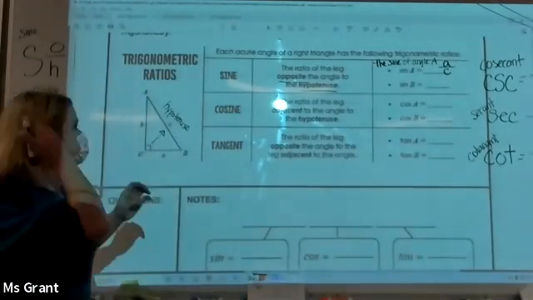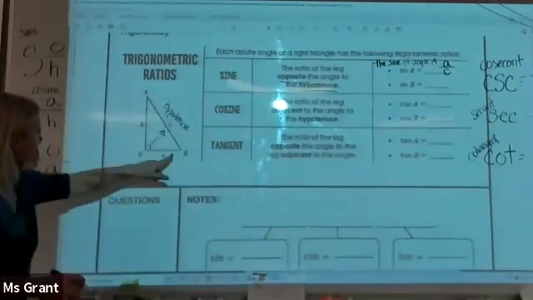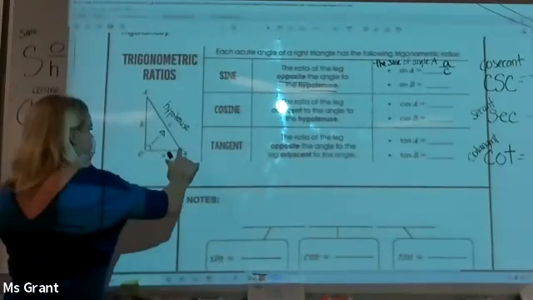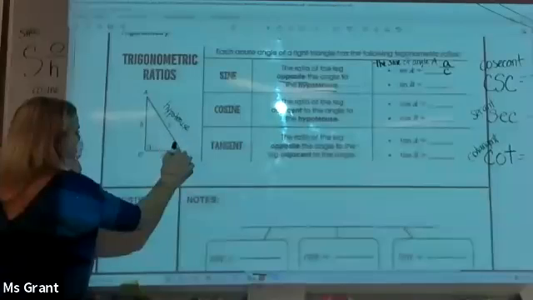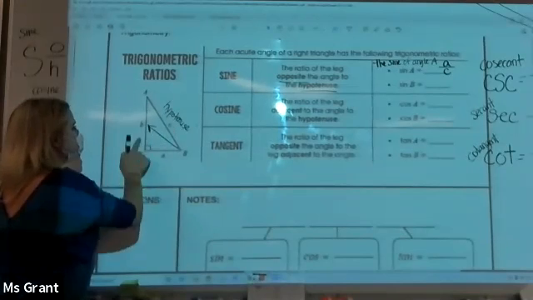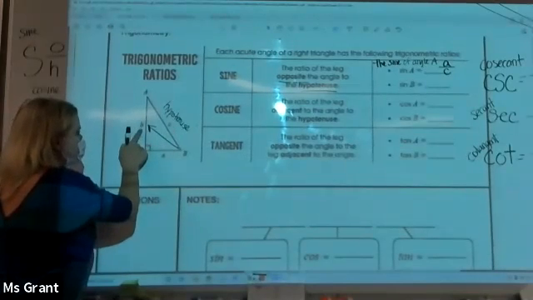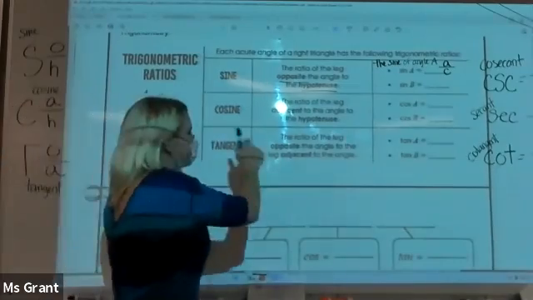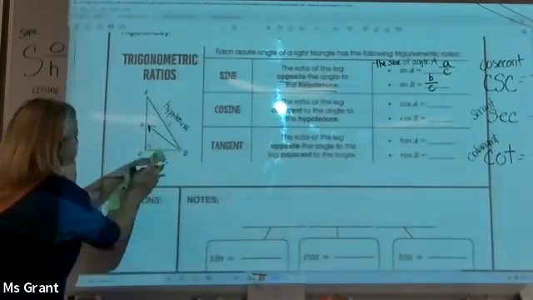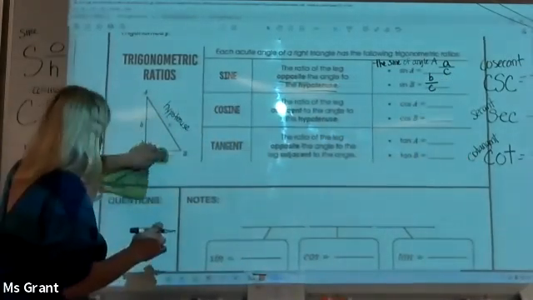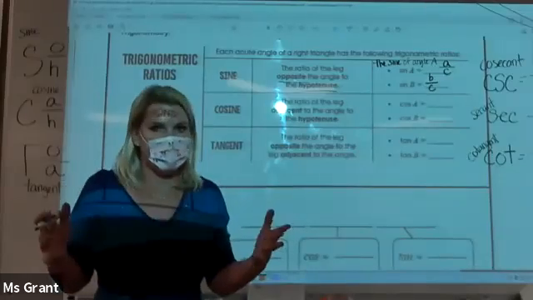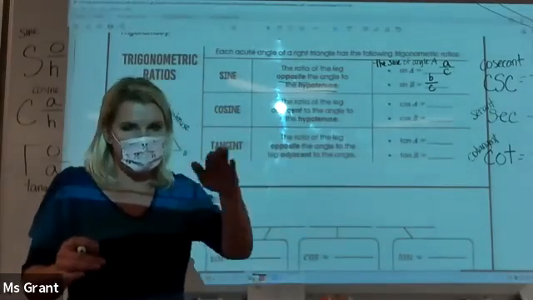Okay? Sine of angle B. Here's angle B. Sine means opposite. Now, my opposite, look, this is the side opposite. Lowercase b over hypotenuse. Lowercase b over lowercase c. So sine, opposite side, whatever angle I'm looking at, the side opposite it, divided by the hypotenuse.